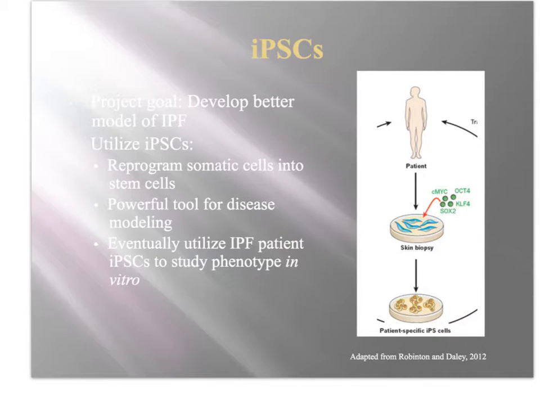The goal of our project was to create a better model for IPF, and we wanted to do so using induced pluripotent stem cells. For those who don't know, induced pluripotent stem cells were discovered by Yamanaka and colleagues in 2007 when they took dermal fibroblasts, added 4 reprogramming factors, and were able to generate cells that were pluripotent and thus able to make tissue from all 3 germ layers. We wanted to use this important technology to study IPF.